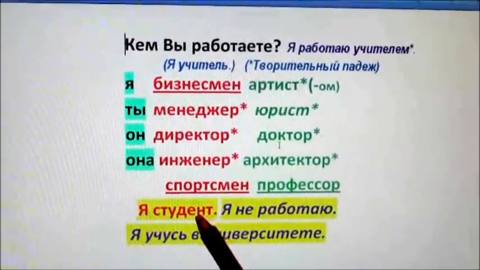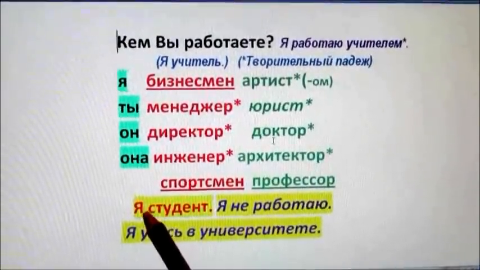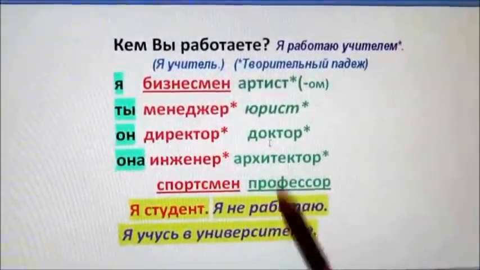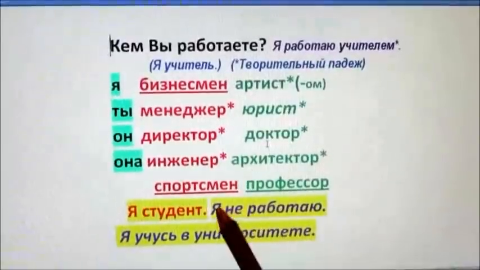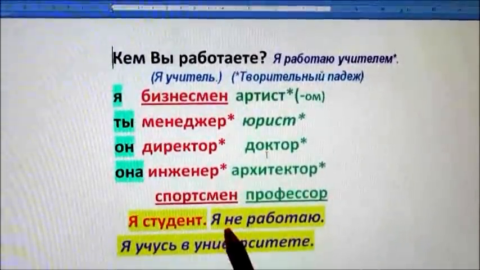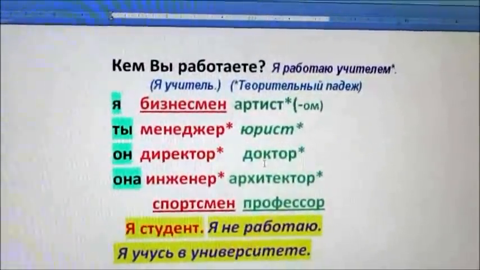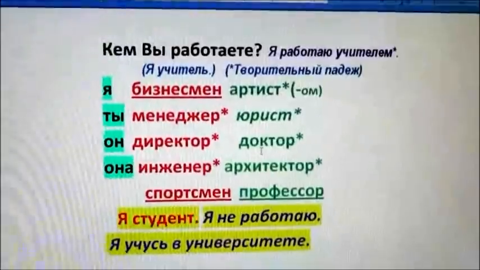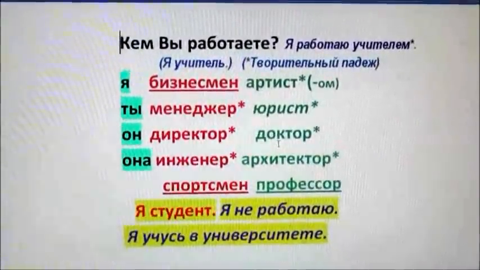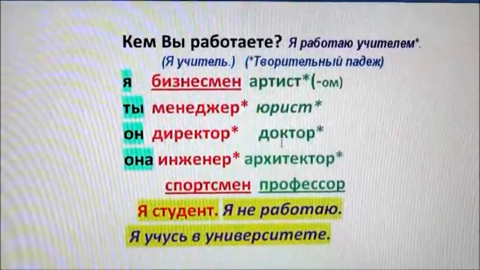Я студент. Student is not working, so I'll put for you here. Я студент. I'm a student. Я не работаю. I don't work. You see, я работаю, I work. Я не работаю. Russian negative is very easy. We just put negative particle не in front, separately from the word, and that's it. And this is our negative. A piece of cake, very easy negative in Russian. The same with past, the same with future.